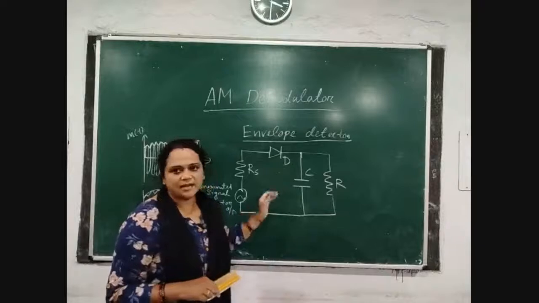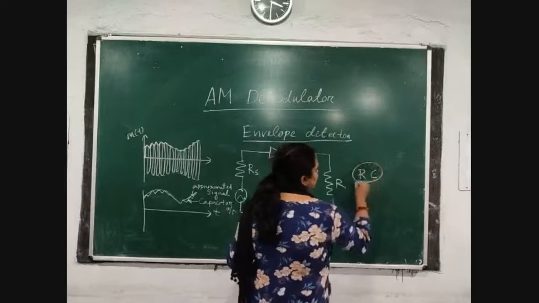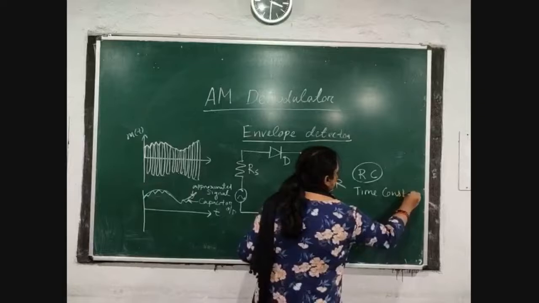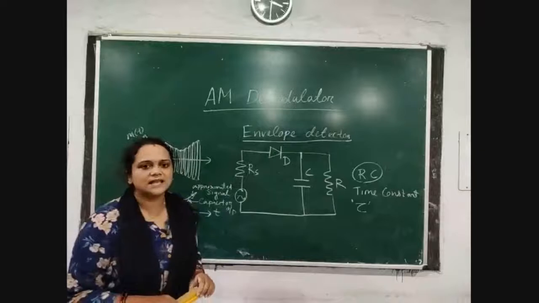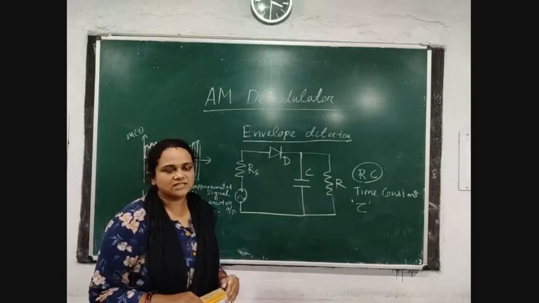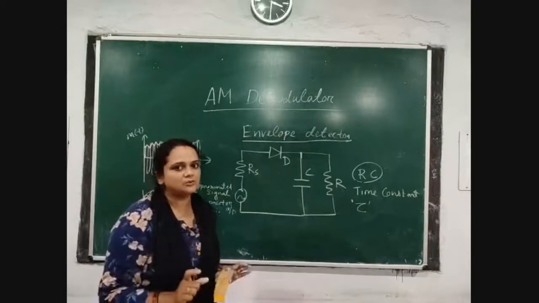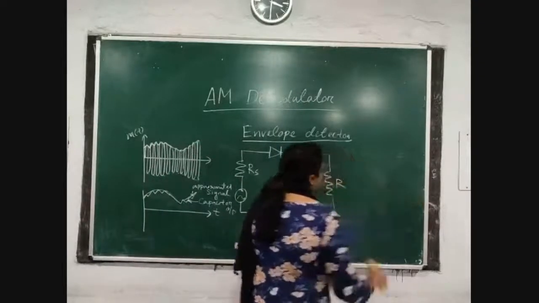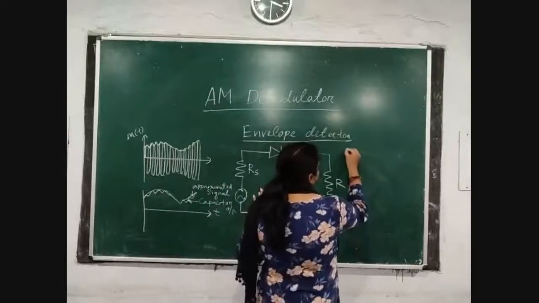To ensure that, we select the value of RC. This RC is known as the time constant, tau. We have to choose the value of RC in such a way that the capacitor never discharges to 0 volt, meaning the capacitor discharges very slowly. To ensure that, two conditions have to be satisfied.